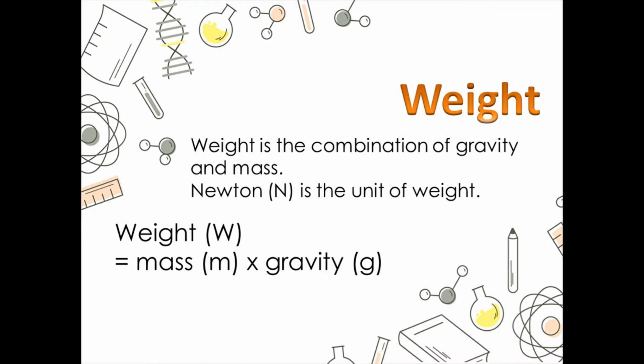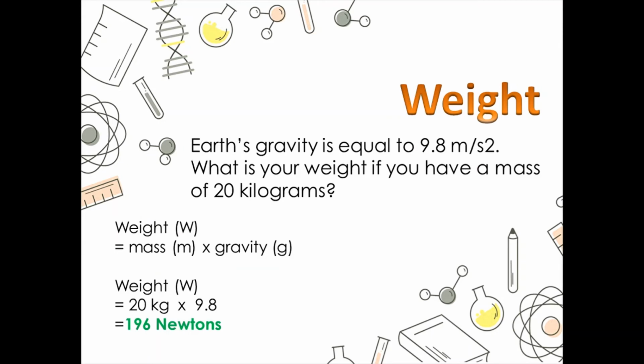So to get the weight, you need to know the mass and you have to multiply it by the unit of gravity. Okay, so here on Earth, the unit of gravity is 9.8 meters per second squared. Okay, so to know what your weight is, you have to get your mass and you have to multiply it by 9.8.